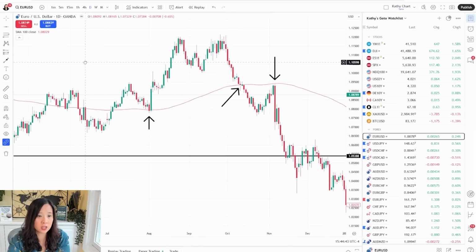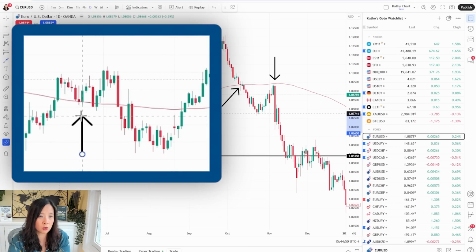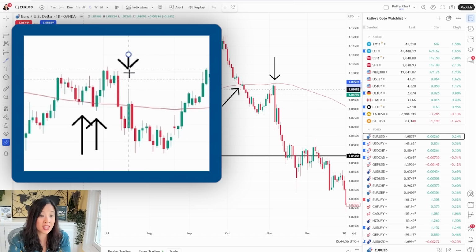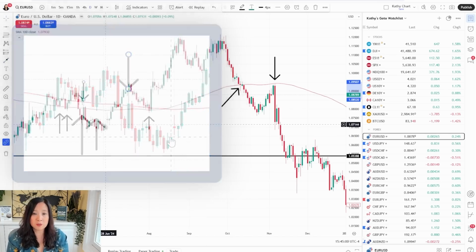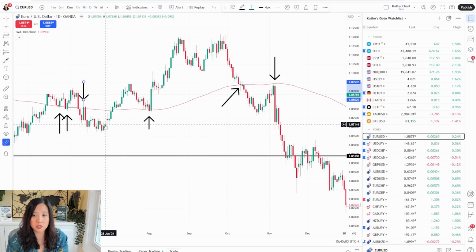And you see that over here after we broke out, it retraced and it got back in. Here, it's held the 100 SMA for quite some time. Here, it broke down below the 100 SMA, came back, held it once again. So the best way to use the 100 SMA is as a support and resistance level.